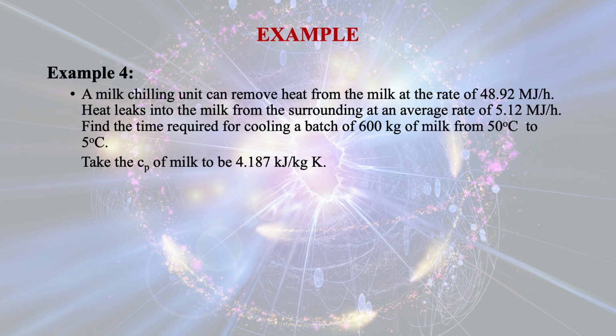Now let us see example 4. It says that a milk chilling unit can remove heat from the milk at the rate of 48.92 megajoule per hour. Heat leaks into the milk from the surrounding at an average of 5.12 megajoule per hour.